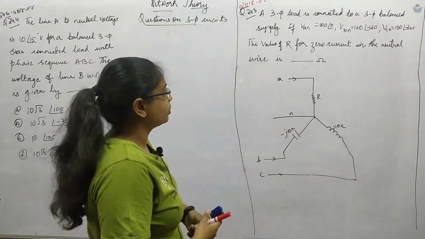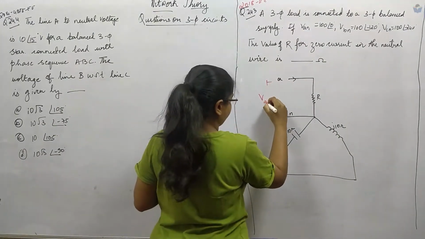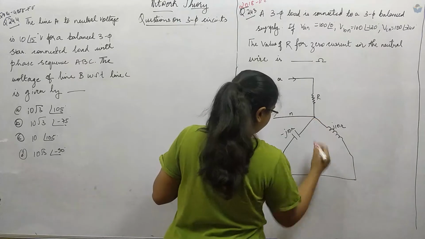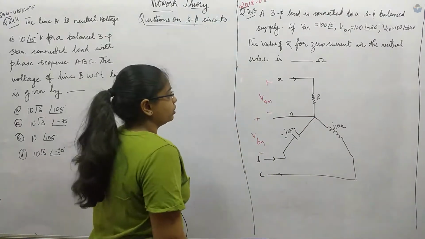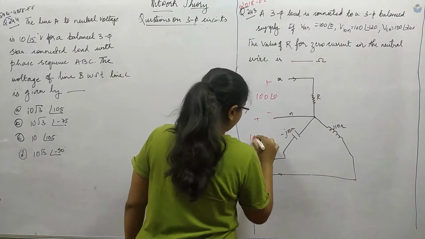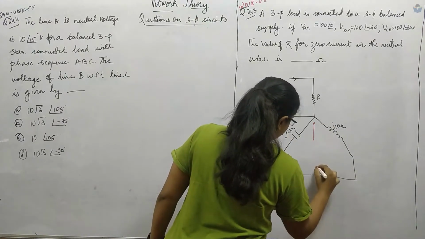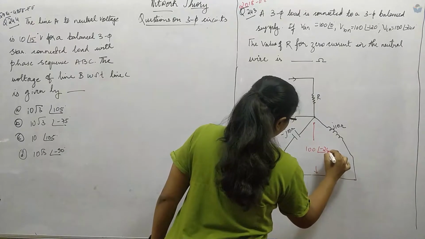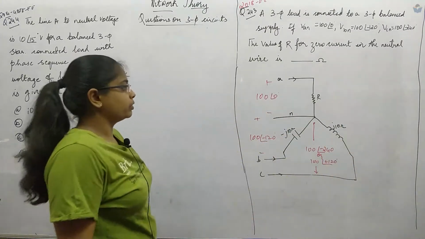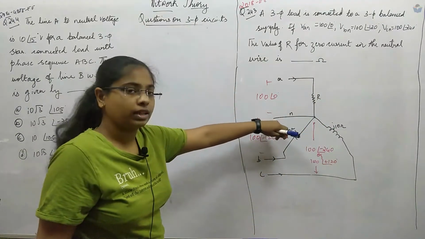So now what they have asked, they have given the phase voltages. So this is VAN, this will be VBN, and from here to here, it will be VCN. They have already given these voltages, right? So this is 100 angle 0 degree. This is 100 angle minus 120. And from here to here, this is 100 angle minus 240, or you can take it as 100 angle plus 120 degrees, right? So now we have to find the value of this R when the neutral current is 0.